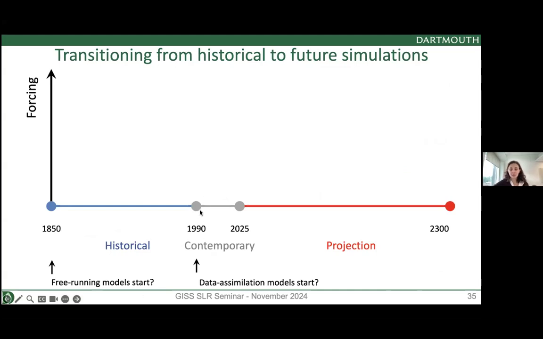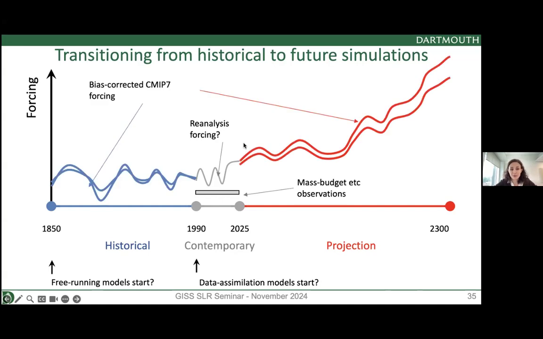So we have here this contemporary period for which we have good observations, reanalysis forcing maybe. But if we go back further in the past or in the future, what we rely on are climate models that we know have bias. So how do we do that? How do we correct them or not? How do we transition from the deep past towards the contemporary period and towards projections? What's the best way to do that?